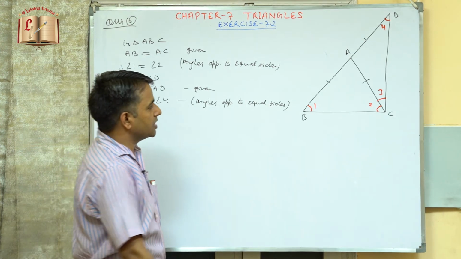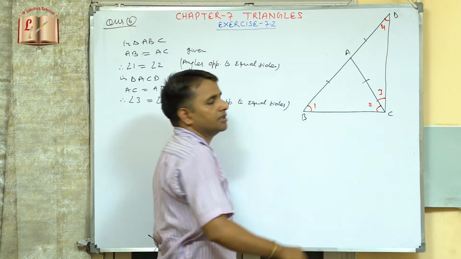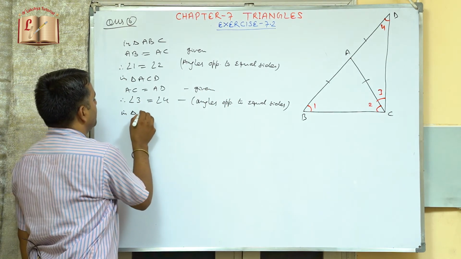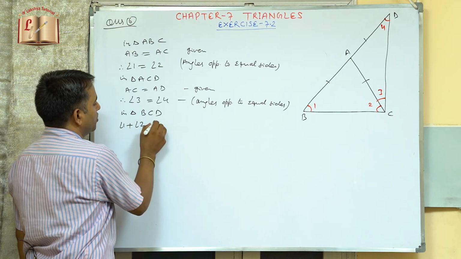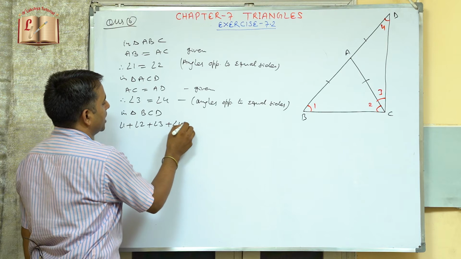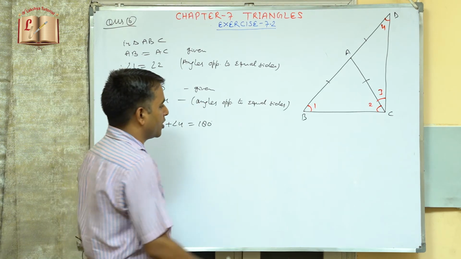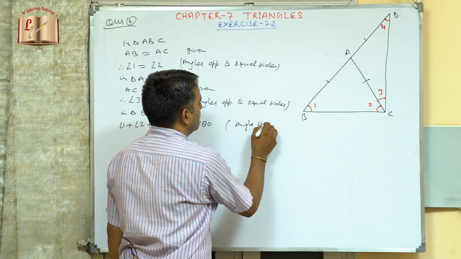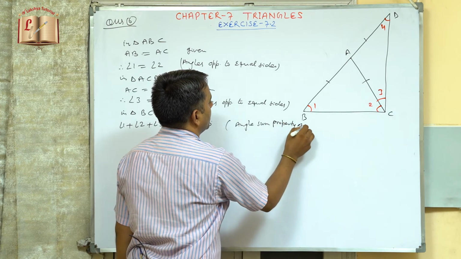So now coming to this complete triangle B, C and D. We will take up this complete triangle now. So in triangle BCD, angle 1 plus angle 2 plus angle 3 plus angle 4 will be equal to 180 degrees. This is the angle sum property of the triangle.